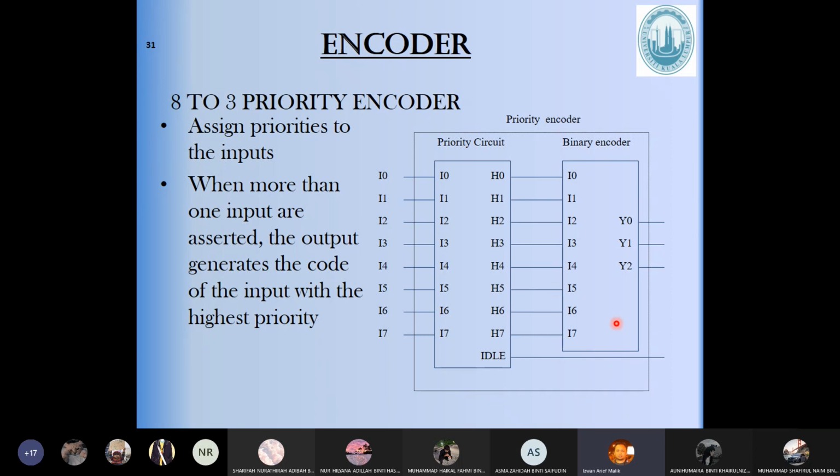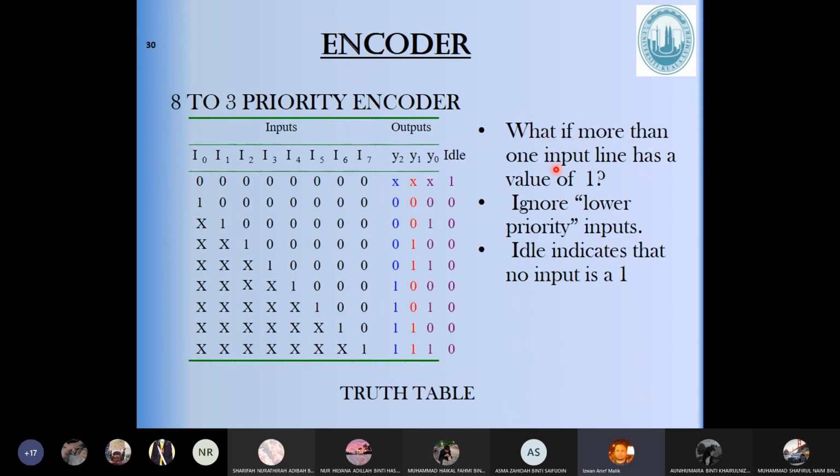Okay, so remember, priority encoder ni happens when more than one input is high. Dekat sini ya. What if more than one input line has a value of 1? Ataupun kalau dia active low, more than one input line has a value of 0. Dan barulah dia terbalik. Okay.